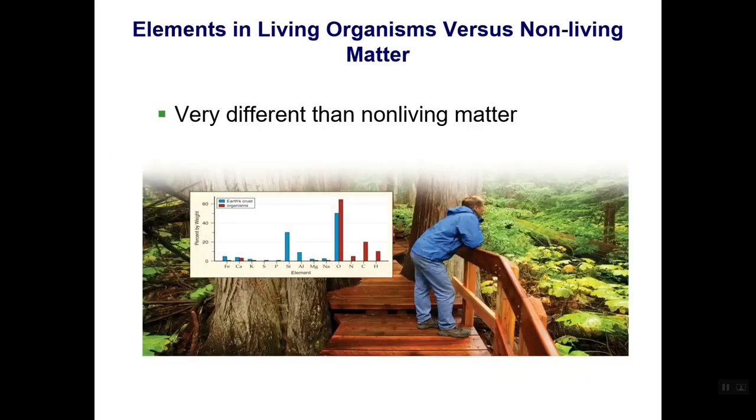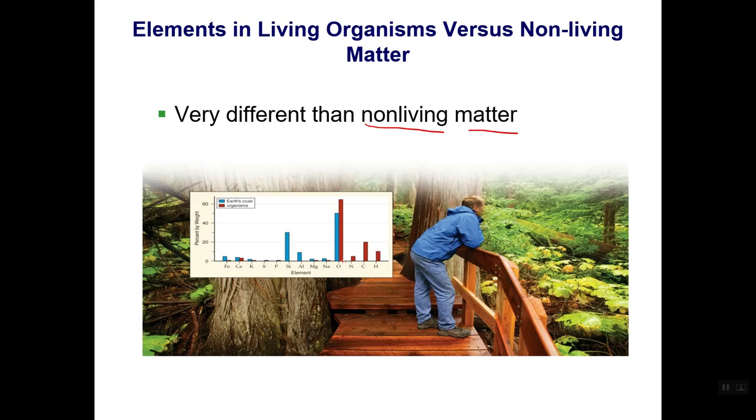Now, the components of living things are very, very different when we compare them to non-living matter. And this chart represents that here. If we look at this chart, we're going to see various elements listed at the bottom. This is a bar graph, by the way. And then their percent by weight is up here on our y-axis. In blue, it will represent the different components and their percentages of the Earth's crust. And then in red, we have living organisms.